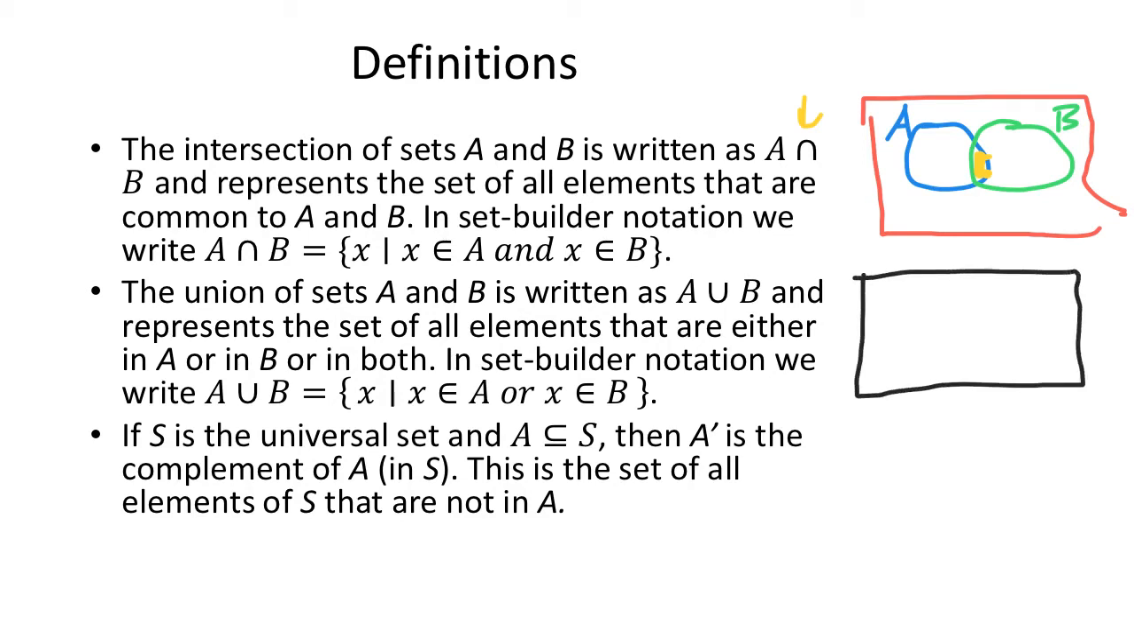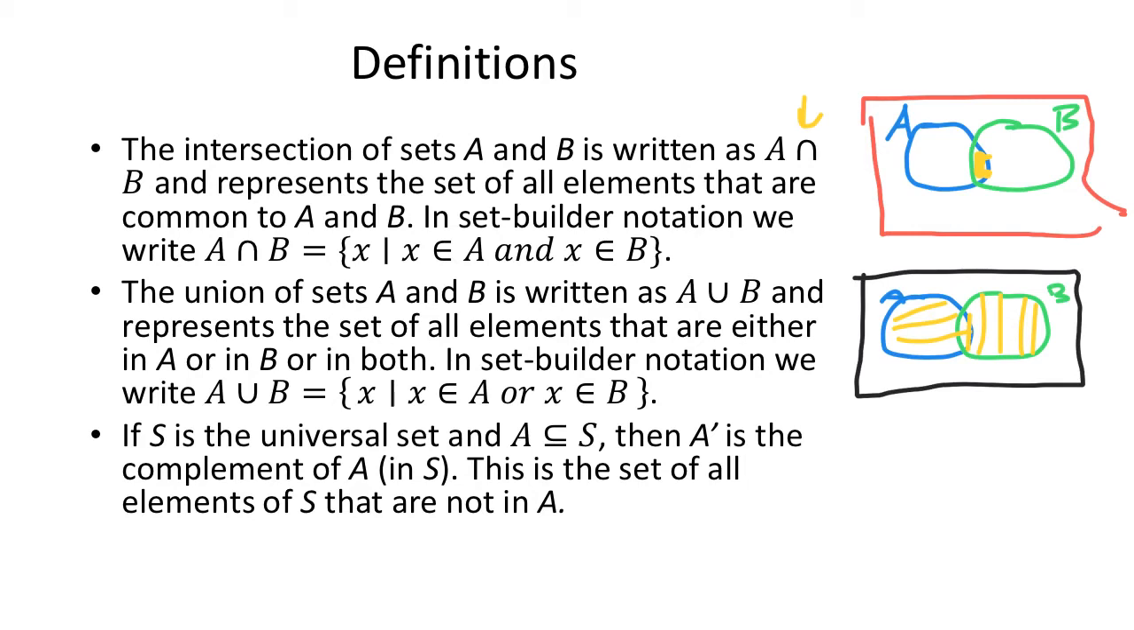Now if I have the union, we have a rectangle, our universal set, we have a set A, and we have a set B, and the union is all of A and all of B and all the stuff that they have together, inside of the intersection.